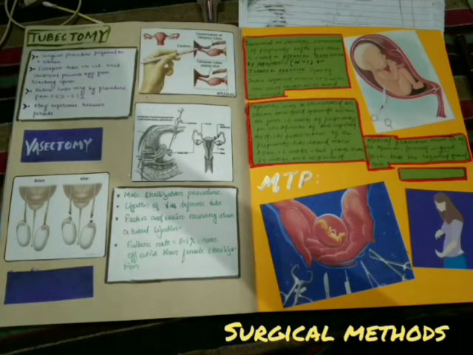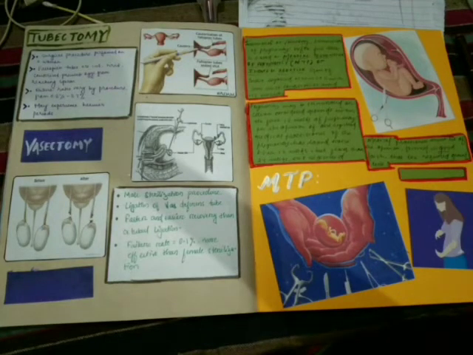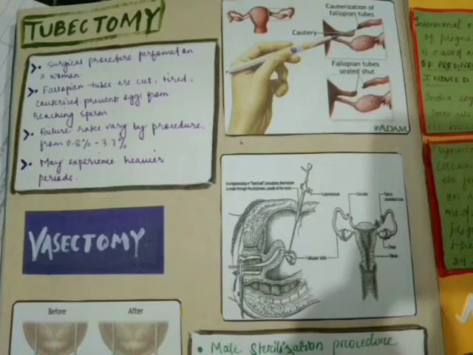Surgical methods, also called sterilization, are generally advised for the male or female partner as a terminal method to prevent any more pregnancies. Surgical intervention blocks gamete transport and thereby prevents conception. Sterilization procedure in the male is called vasectomy and that in the female is called tubectomy.